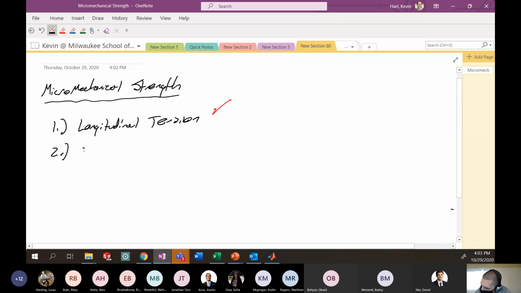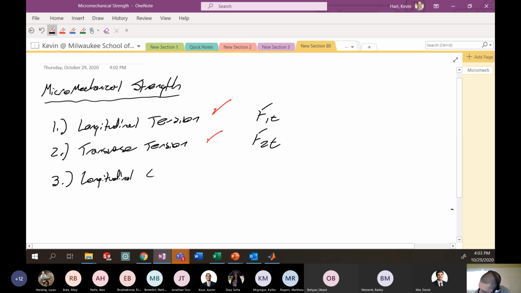The second we did was transverse tension. And this one we also did, dominated by stress concentration. This is a reminder what we call these. This is F1T. This is F2T. Failure in the 2-direction of tension. And we had just finished up last time with longitudinal compression. This is F1C. Failure in the 1 direction in compression.